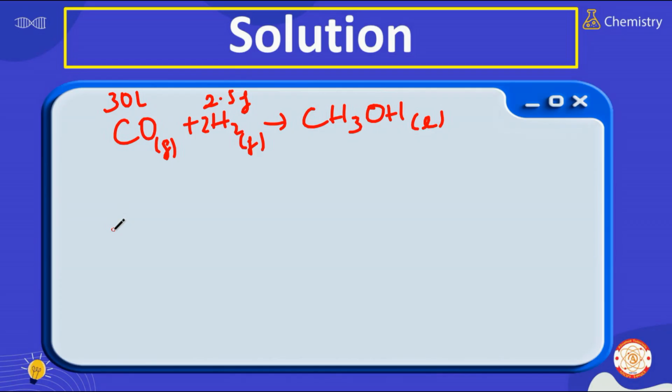So let us find the limiting reactant. So to figure out the limiting reactant, let's convert these quantities to mole. So let us start from carbon monoxide. So to convert liter into mole, what do we do?